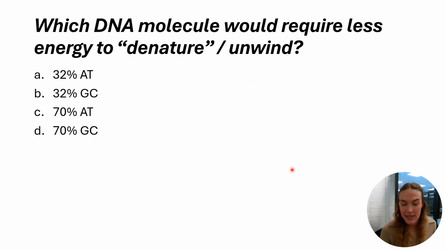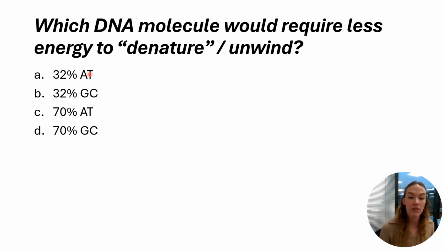Okay, so looking at this question that I gave you in class, which DNA molecule would require less energy to denature or unwind? How I approach these questions is, one, I try to reword it and ask, what is this actually asking me? Denature means to split open in terms of DNA, and so which one requires less energy? I'm looking for the one with the lowest GC content.